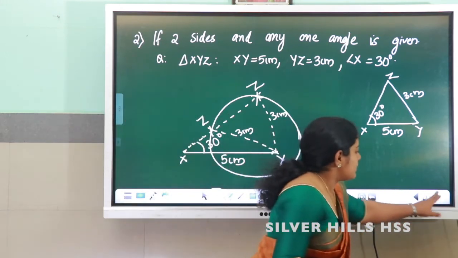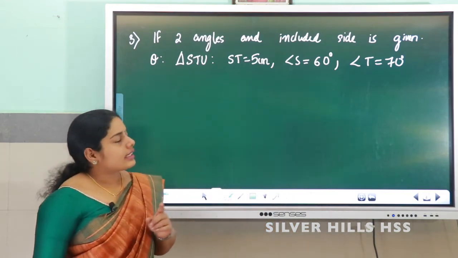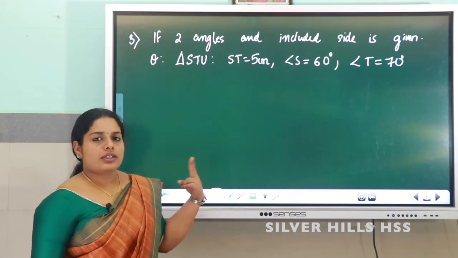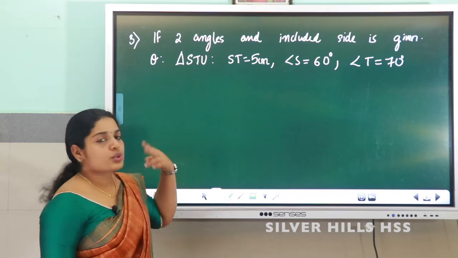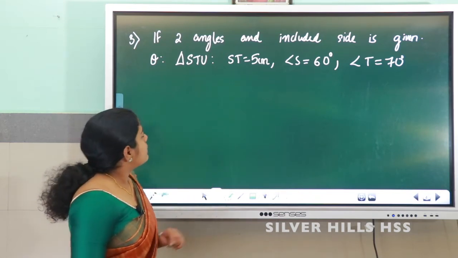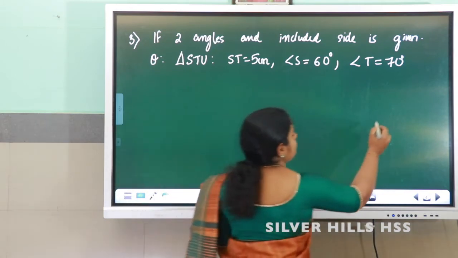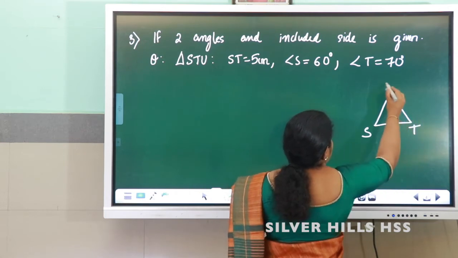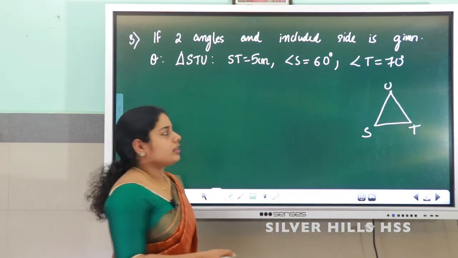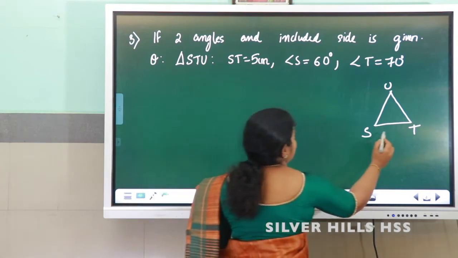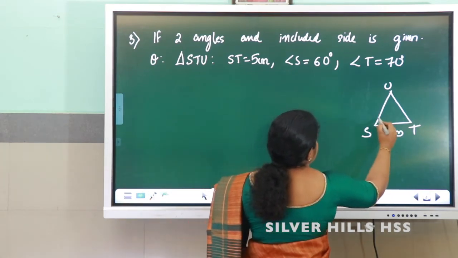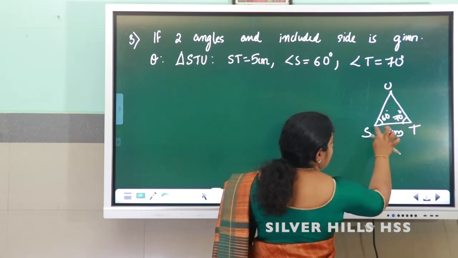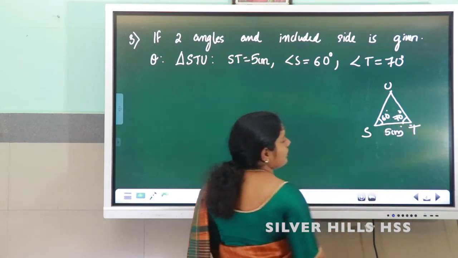Now, the third case is if two angles and included side is given. That is, in the first case we told two sides and included angle. In this case it is two angles and one included side. So, here we have triangle STU. Naming the triangle is very important. So, STU, where ST is 5 centimeter, angle S is 60 and angle T is 70. So, here you can see two angles and the side between them, that is the included side, is given here.